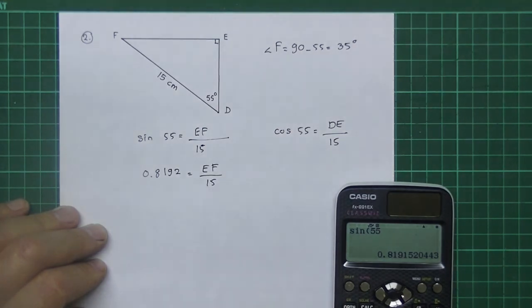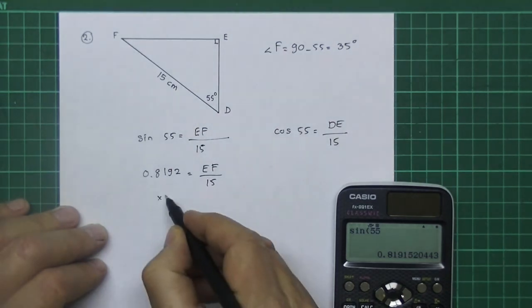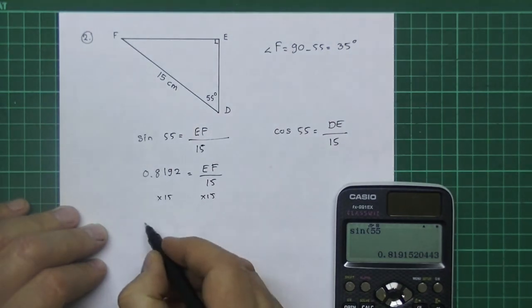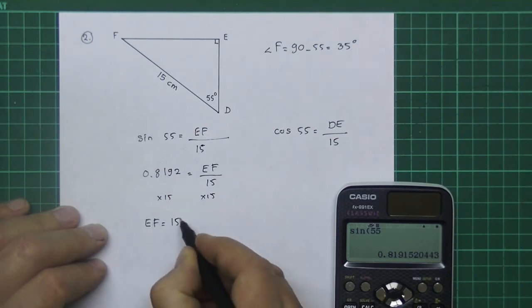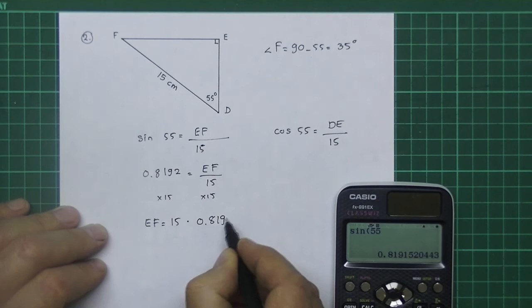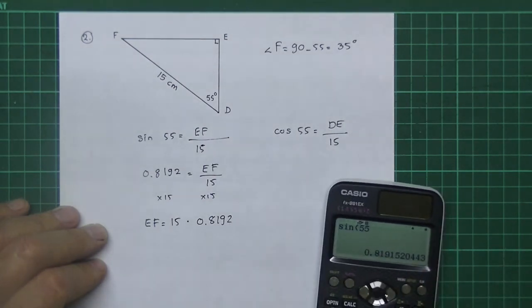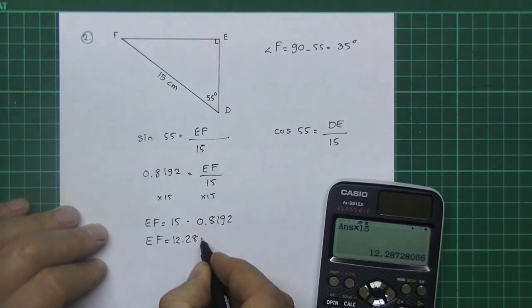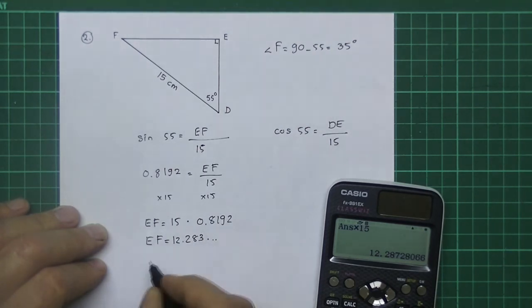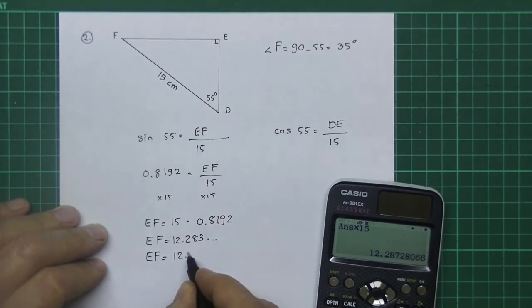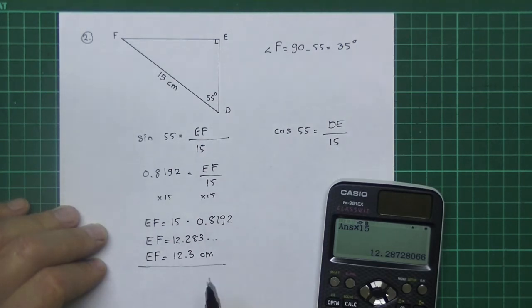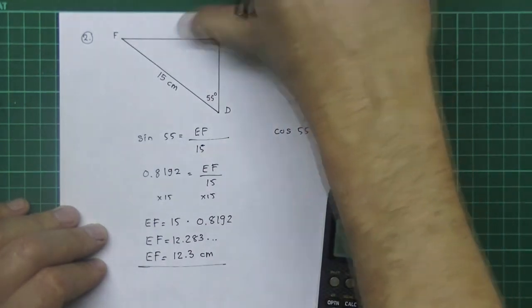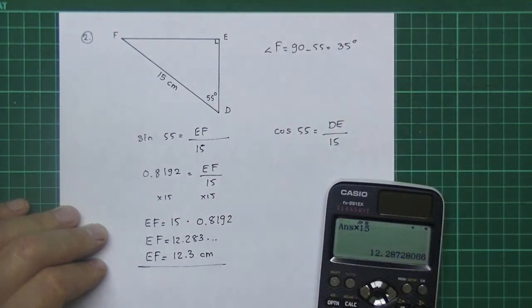All right, so multiply both sides by 15. That's the denominator here. And I get EF equals 15 times 0.8192. So I leave this in the memory here and I go times 15 equals, and I get EF is 12.2873. And so round it off to 1 decimal point, and I get 12.3 centimeters. Does that make sense? This one is 15, this one 12.3. That does seem to make sense.